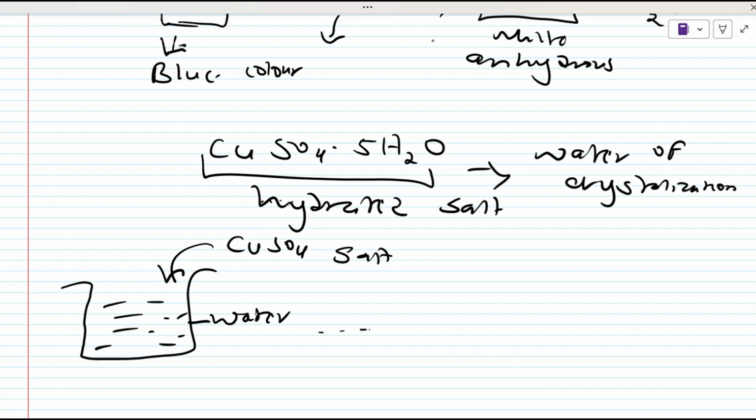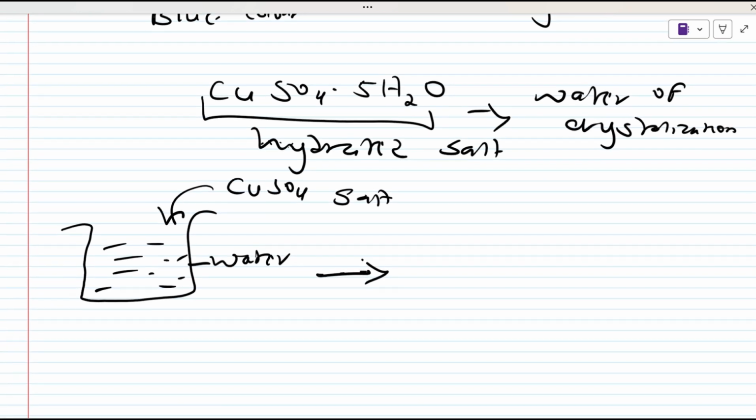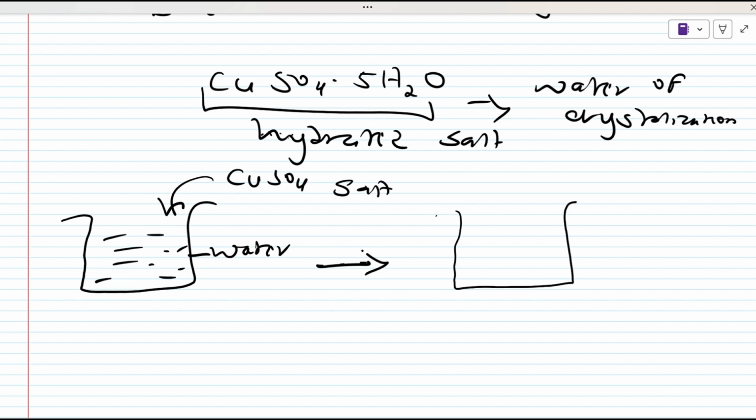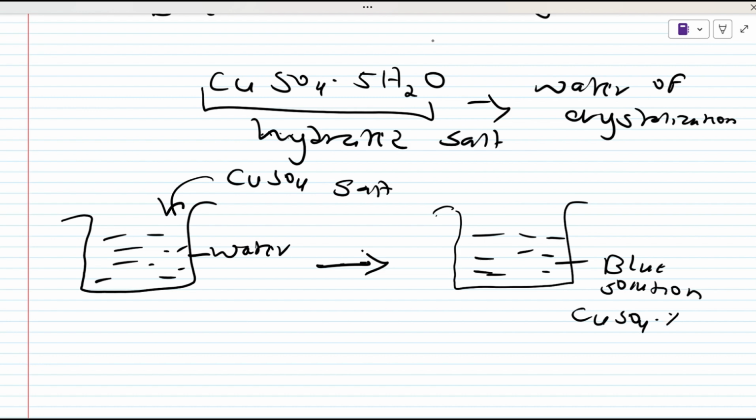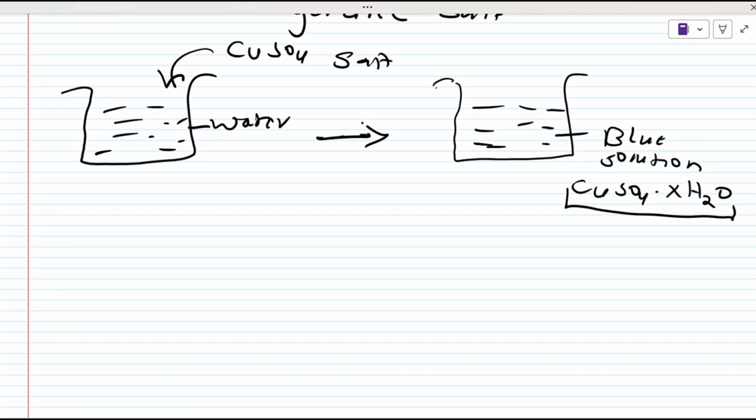Now, when I do this, at the end of the day, I'm going to have a beaker, and my beaker is now going to have a blue solution of copper sulfate times X water. And I've told you what the X symbolizes. So I'm having my copper sulfate solution, which I'm supposed to subject to electrolysis. Now, when I decide to subject that to electrolysis, it's going to be very simple.